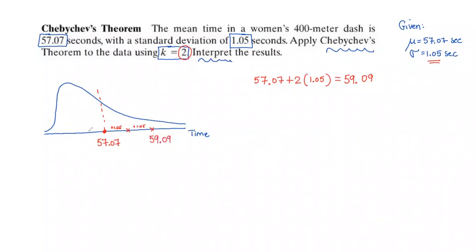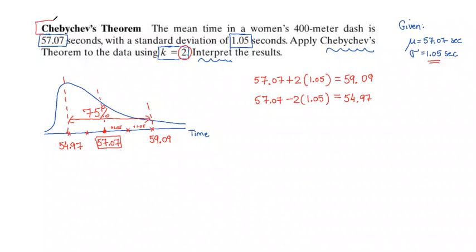And now I will do the exact same thing below the mean. So I will simply take the mean and subtract twice the standard deviation. And that will give me 54.97. Hopefully these are correct. Check these values. Anyway, what I'm interested in is what is the proportion within these 2 values? Well, the proportion under the curve within these 2 values is 75%. I know that because this is a result of Chebyshev theorem.